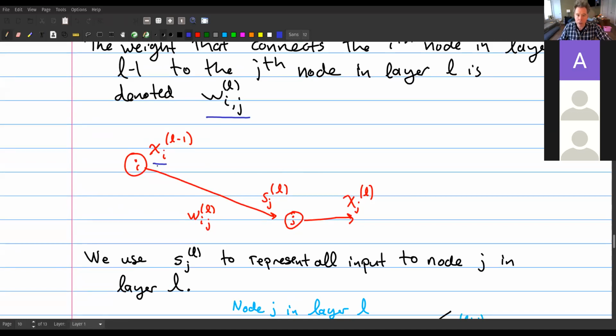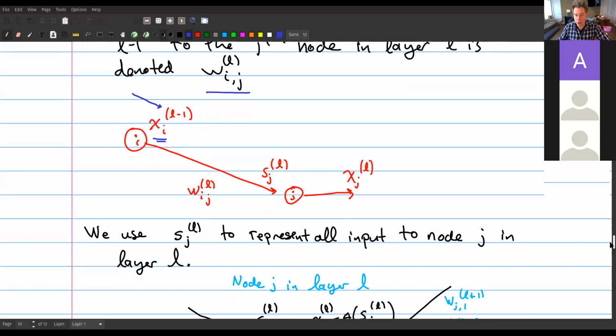So this is the output. x_i is the output. We use this superscript in parentheses so it's not confused with exponentiation. But this is the output of node i in layer l-1. And s_j^(l) is the input of node j in layer l. And then its output is x_j^(l).